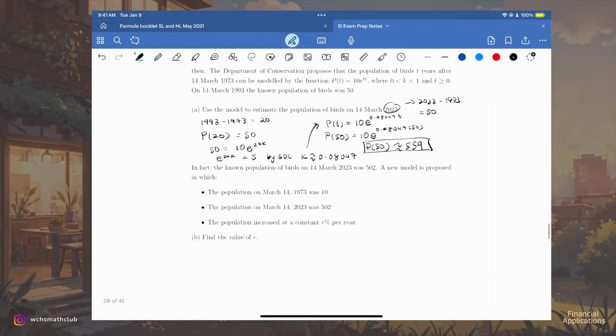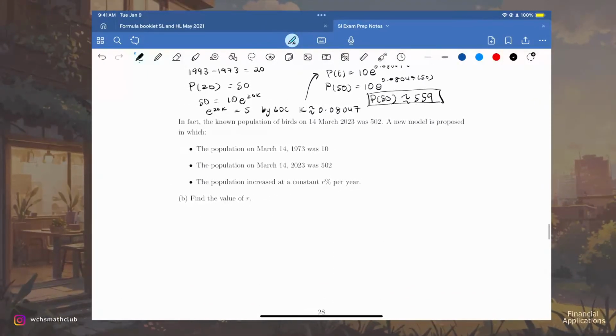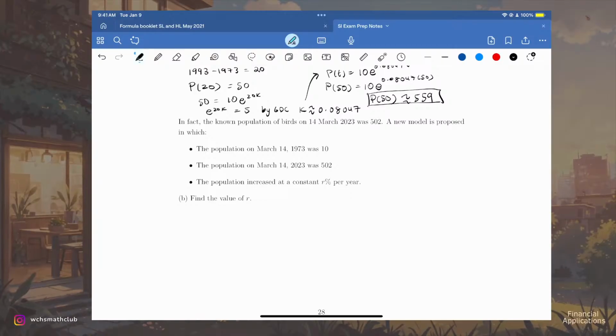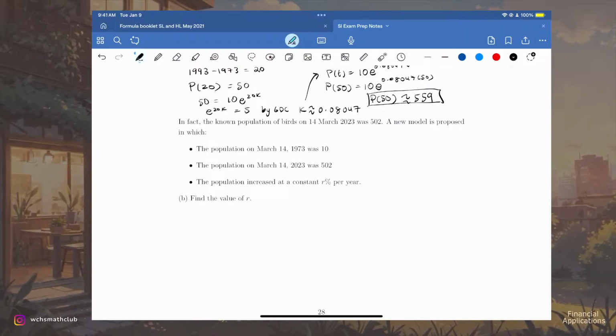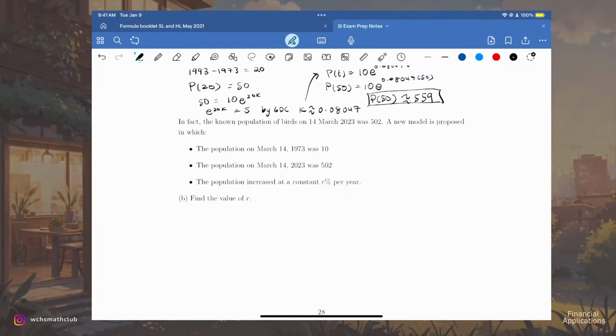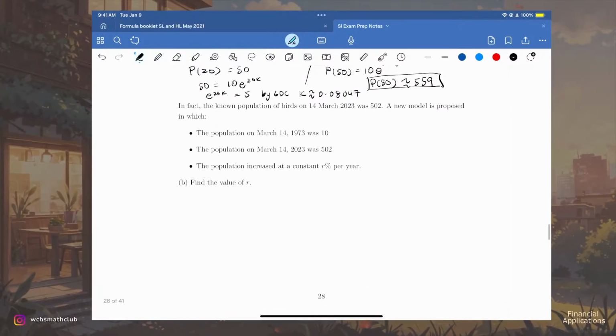And then for the second part of this question, where the known population of birds on the 14th of March 2023 was 502, and a new model is proposed in which the population on March 14th, 1973 was 10, the population on the same day in 2023 was 502, and the population increased at a constant r% per year, you have to find the value of r.